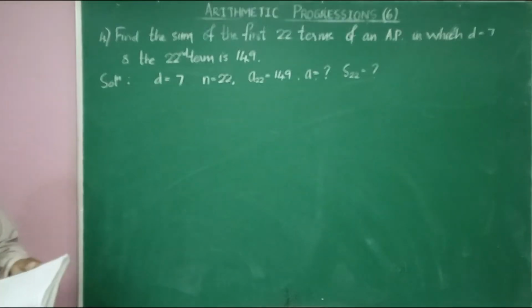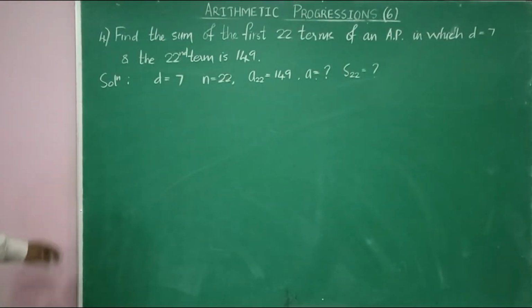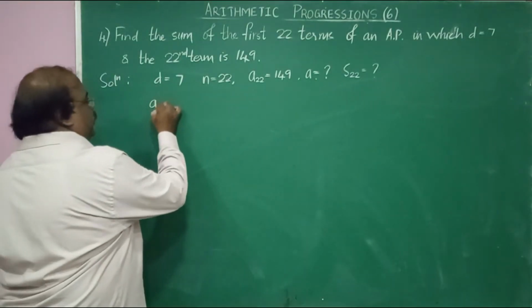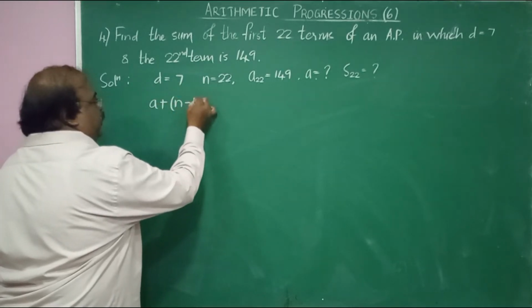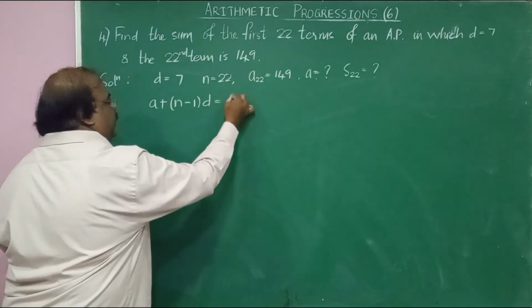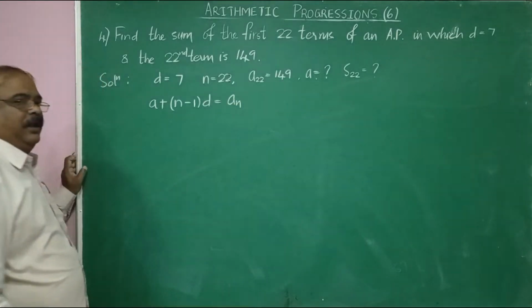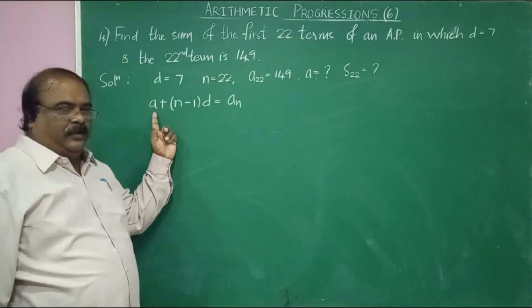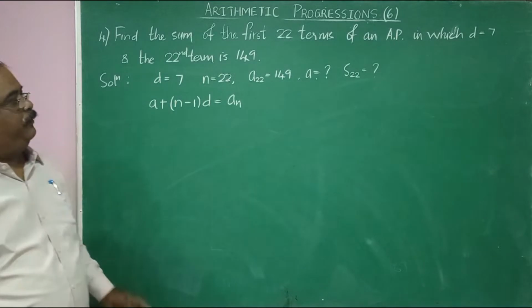Once again, I have to apply two formulas. First, I have to use the formula. We know that a plus (n minus 1) into d is equal to a_n. I should first find out a. Then I shall go to the second part of the sum.